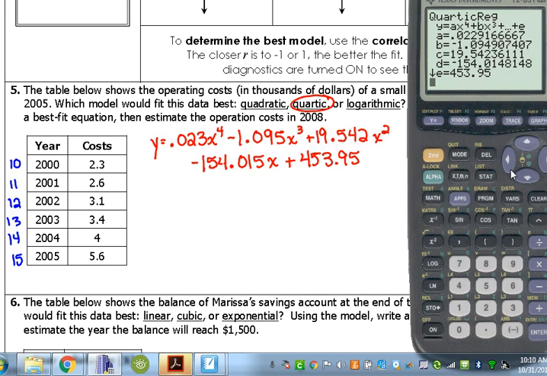What do we plug in for 2008? 18, okay? Because if 2000 was 10, then 2008, we just keep counting. We're going to plug 18 into our equation here. So I'm just going to put it into the calculator. I don't want to rewrite it with 18 replaced with all the x's.